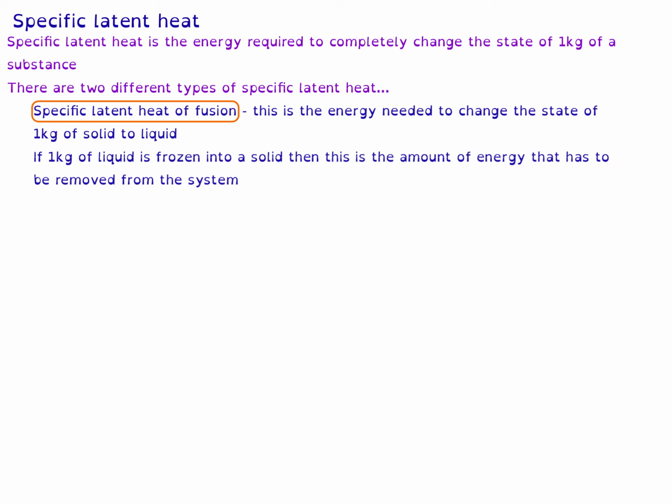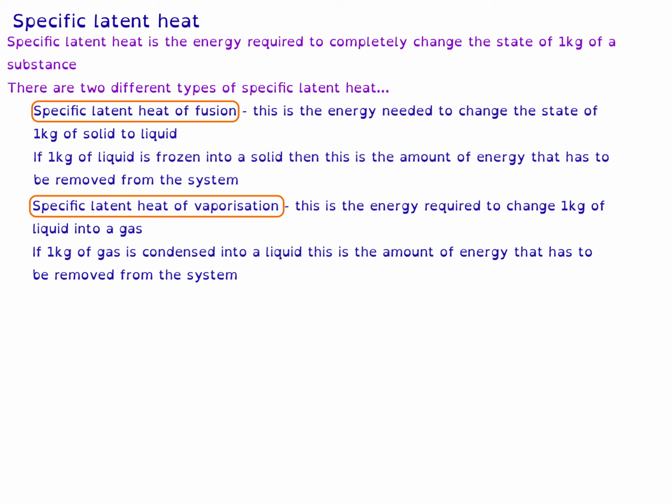There's the specific latent heat of fusion. This is the energy needed to change the state of 1 kilogram of solid to liquid. It's also the amount of energy removed from the system when you change 1 kilogram of liquid and freeze it into a solid. The specific latent heat of vaporization. This is the energy required to change 1 kilogram of liquid into a gas. It's also the amount of energy that is removed if 1 kilogram of gas is condensed into a liquid.